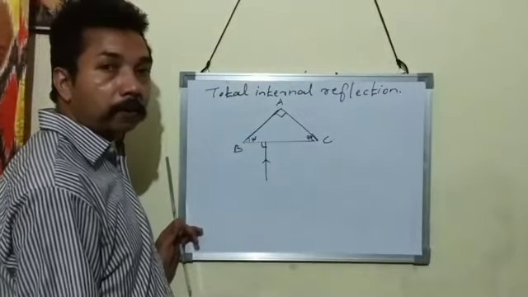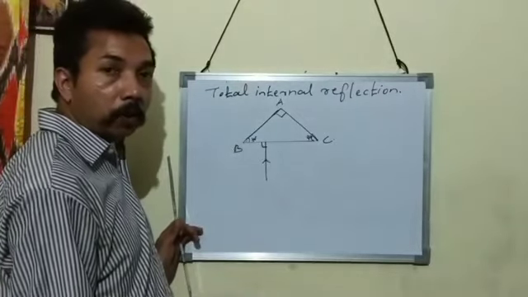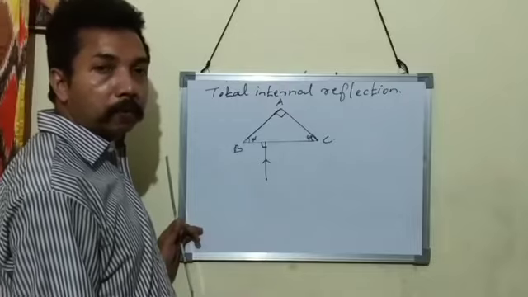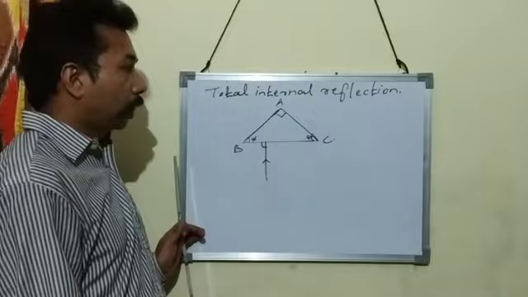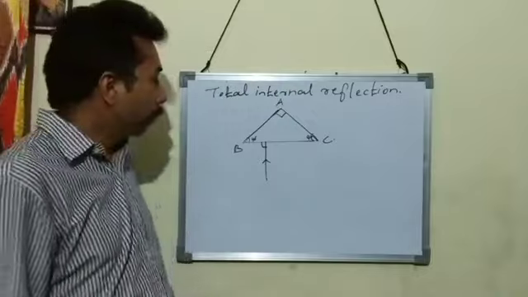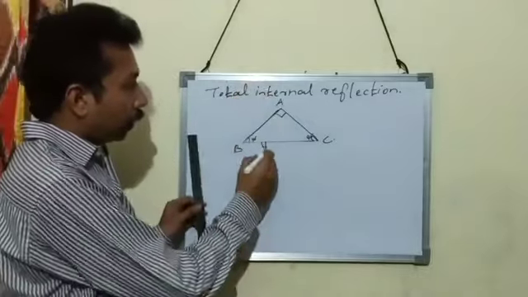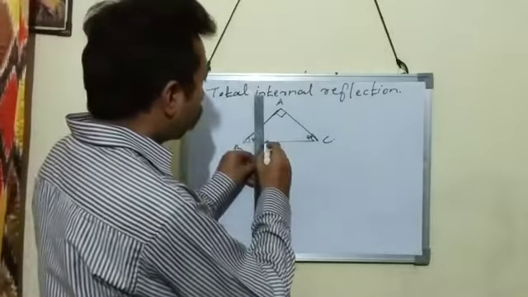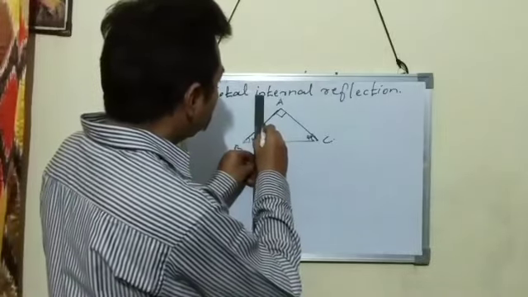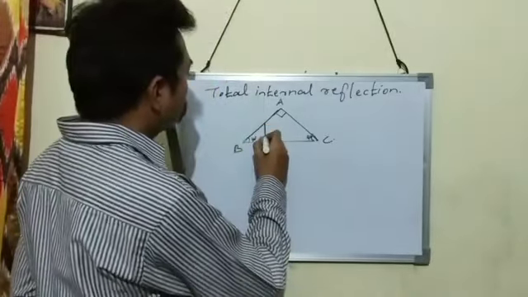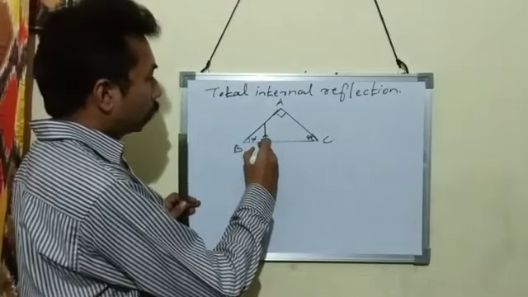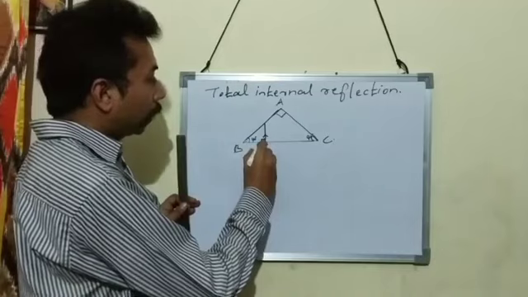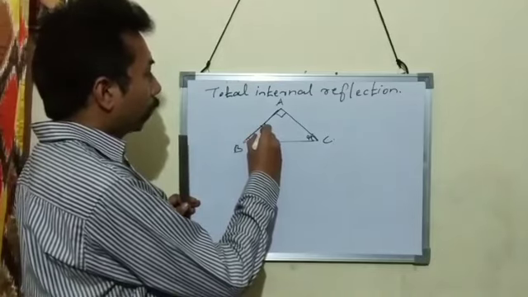Whenever a ray of light strikes normally, the angle of incidence is 0 degrees. So the angle of incidence on surface BC is 0 degrees. So what will happen? Since the ray is striking normally, it will go undeviated, without any deviation. So what is the magnitude of this angle? This is also 90 degrees by straight line angle. This is 90 degrees.